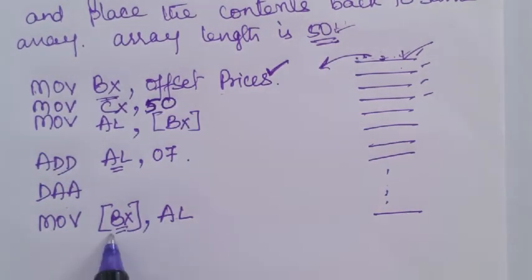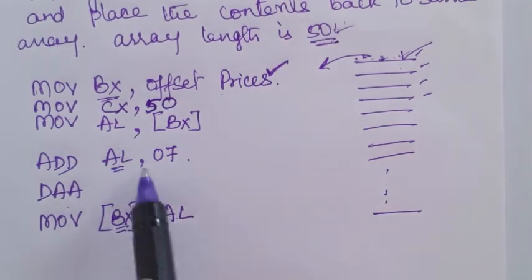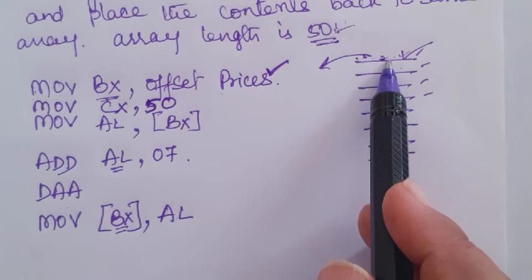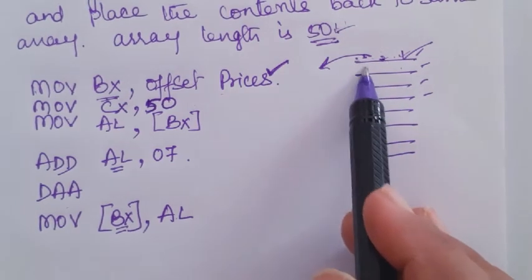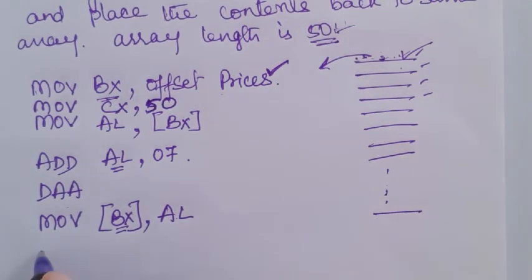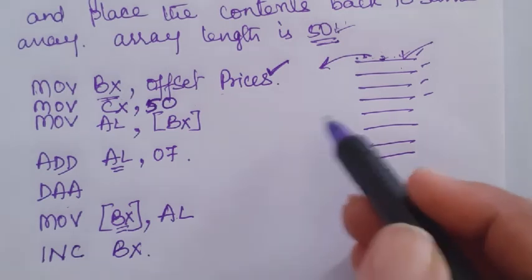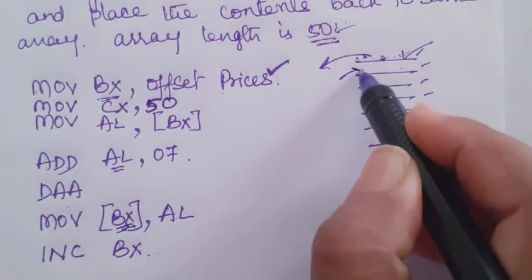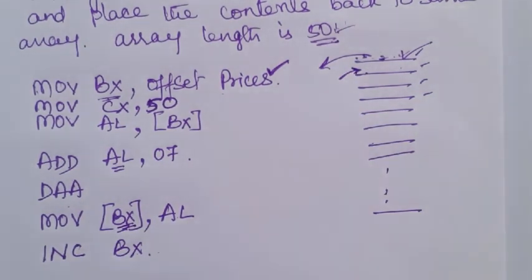Now the AL contents, one element is read, added, adjusted and written back to the same memory location. Now it should go to the next memory location. So I say increment BX. What will happen? The contents of BX will be incremented by 1. That means if it is 400, it becomes 401. That means it will point to the next memory location.